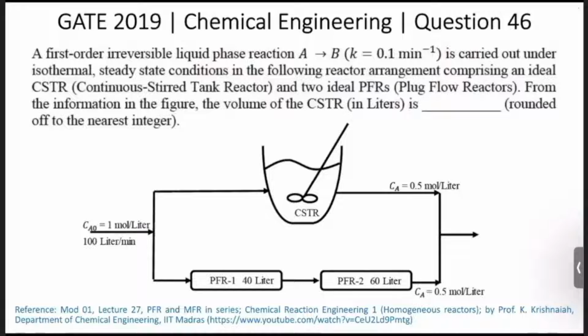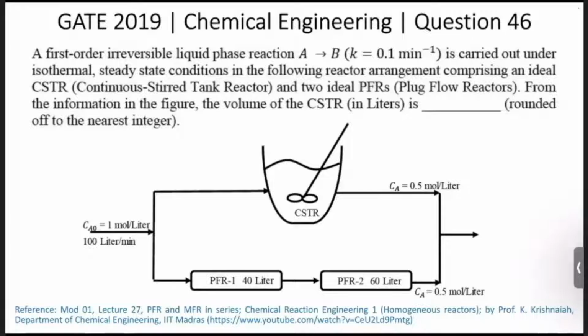So this is the figure given. We can see that there is a stream of CA0 which is divided into two streams, one going into the CSTR and the other going into a series of PFRs, and we are asked to find the volume of the CSTR in liters. This is a question from combination of reactors, and we can get the reference in the NPTEL series, module 1, lecture 27, PFR and MFR in series, Chemical Reaction Engineering 1, Homogeneous Reactors by Professor K. Krishnaiah, Department of Chemical Engineering, IIT Madras.